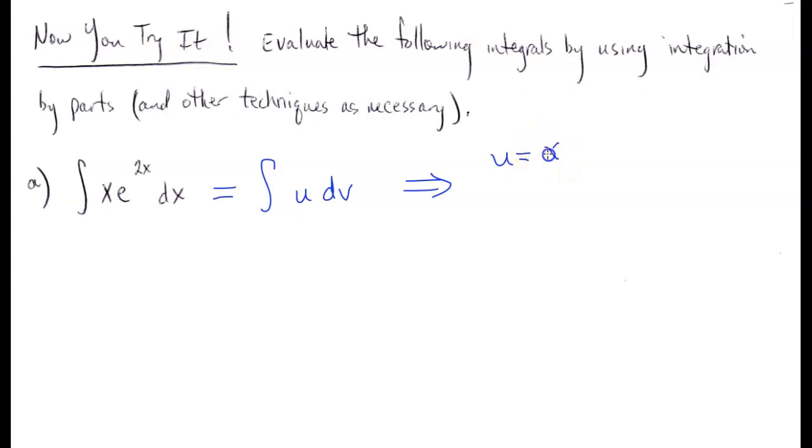Okay, so we're just going to let u equal x. We're going to let dv end up equaling e raised to the 2x dx. Okay, so now that we have that, our strategy here is we're going to figure out what du is by taking the derivative of x, and we're going to figure out what v is by taking the antiderivative or the integral of e raised to the 2x dx. Okay, so I'm going to rewrite this over here.